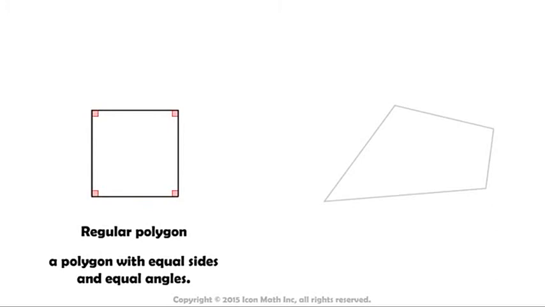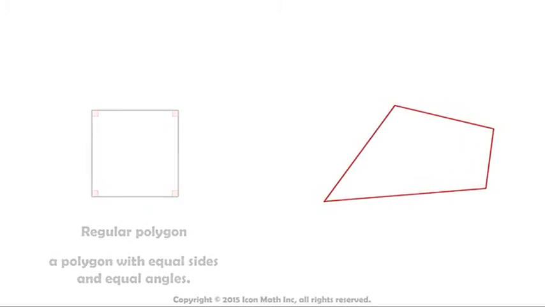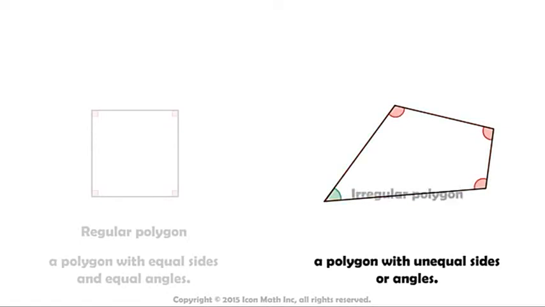Now, let's have a look at the second polygon. It is obvious that the sides of this polygon are not equal and the angles are also not equal. For instance, we have an acute angle and the rest of the angles are obtuse angles. Therefore, this polygon is not regular. We call such polygons that don't have equal sides or angles irregular polygons.